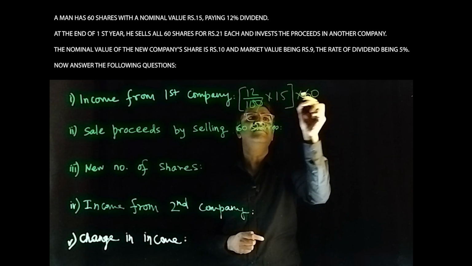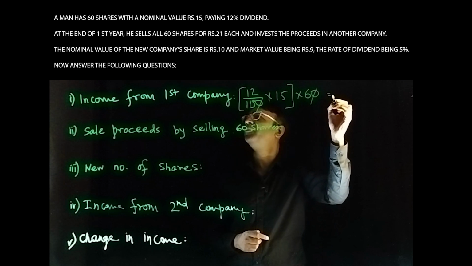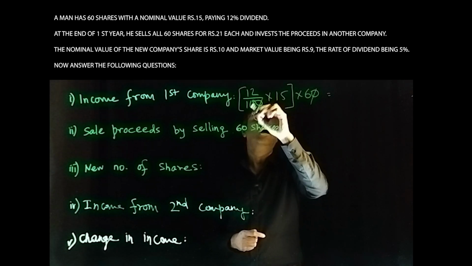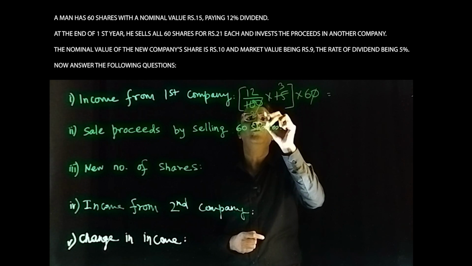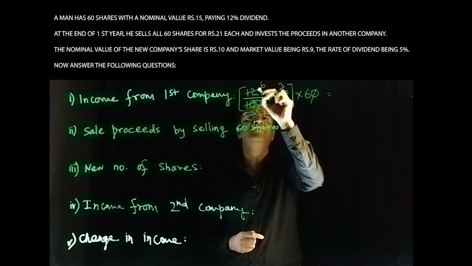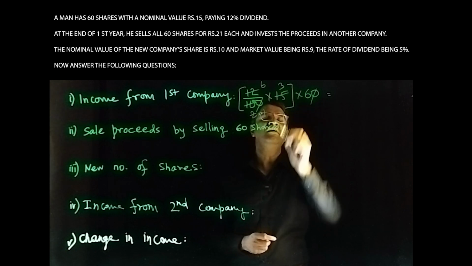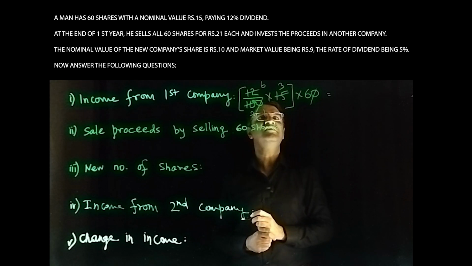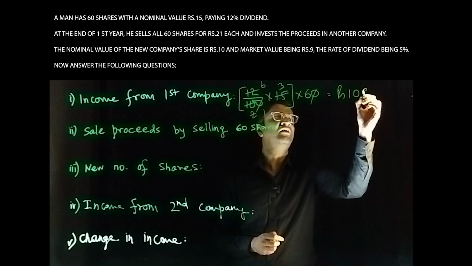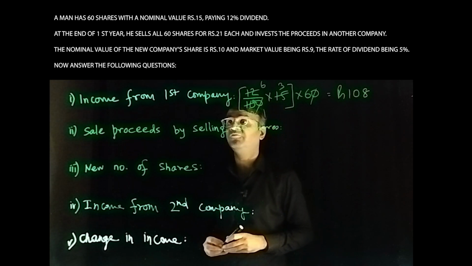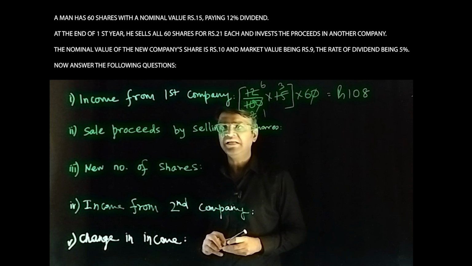So cancelling these zeros and all, you should be getting 5, 3, 5, 2, 2, 1, 2, 6. So 18, 6, 6 are 36, 36 into 3 will be 108 rupees. So you are getting 108 as the income from the first company.